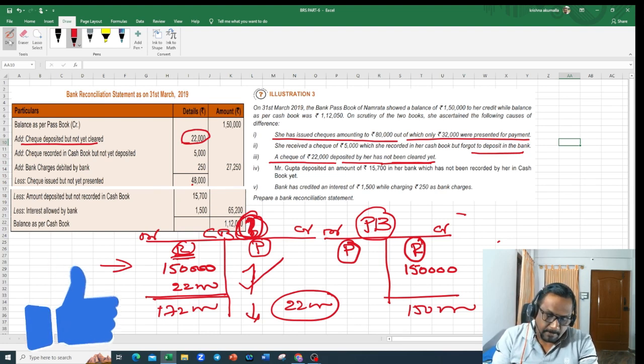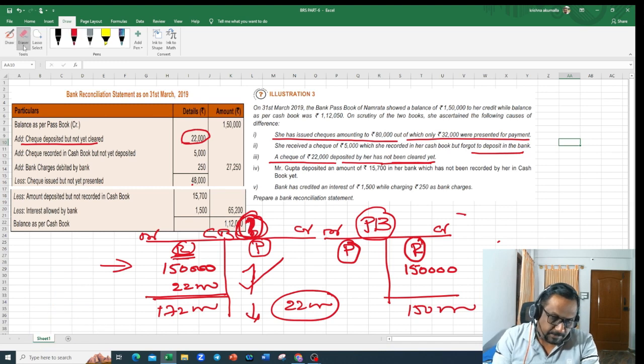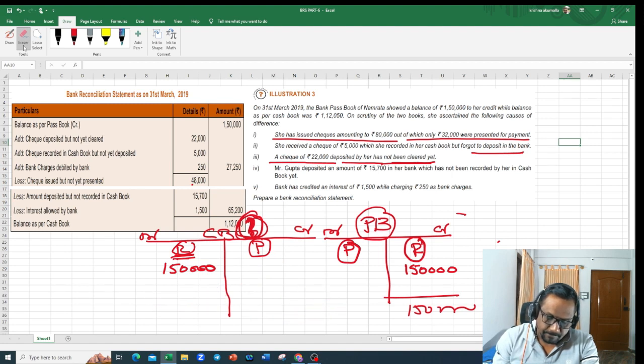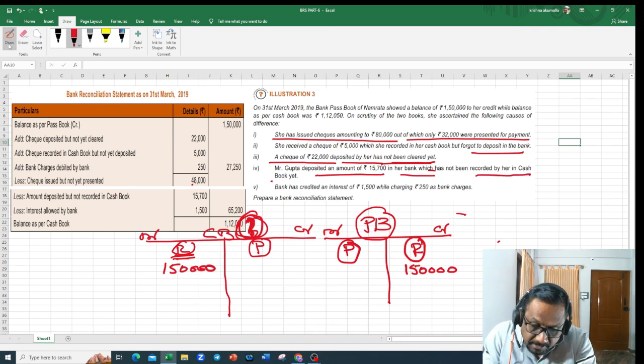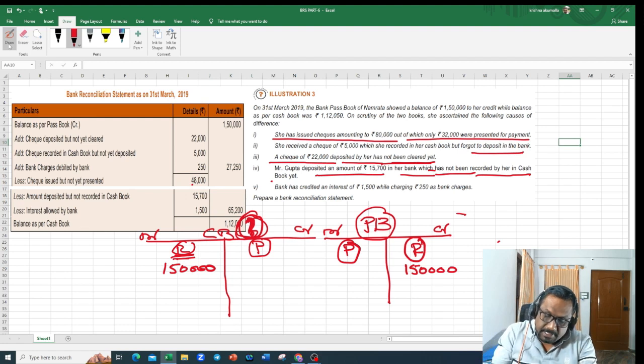Are you clear now? Right. Let me clean this up again. Again, we have to go back to the same 1,50,000. Now we are back to 1,50,000. Next, Mr. Gupta deposited an amount of 15,700 in her bank, which has not been recorded by her in the cash book yet.